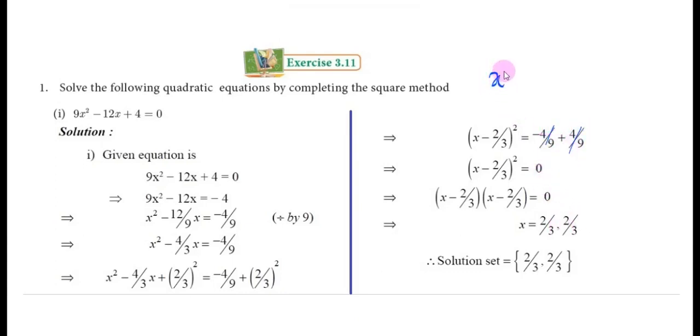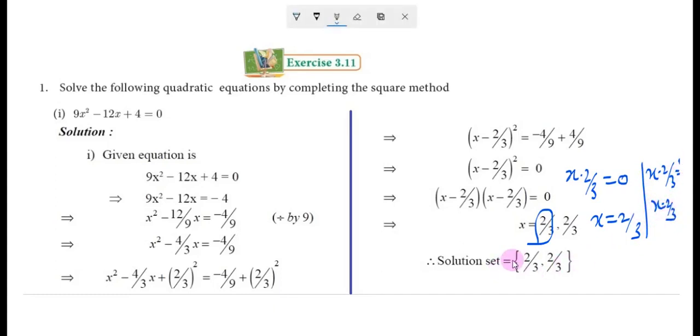Okay, actually x square means x into x, you know. The same way x minus 2 by 3 the whole square means x minus 2 by 3 into x minus 2 by 3. So x minus 2 by 3 into x minus 2 by 3 equal to 0. Next, just equate this with 0. So x minus 2 by 3 equal to 0, so x is equal to 2 by 3. So first 2 by 3 we got. The same way x minus 2 by 3 equal to 0, so x is equal to 2 by 3. So we get 2 by 3, 2 by 3. Understood?